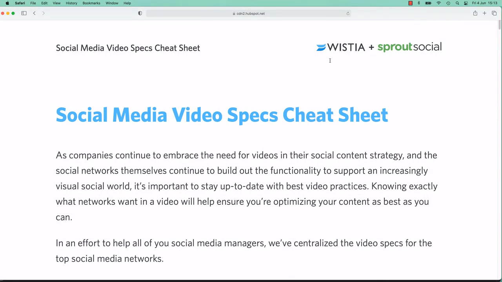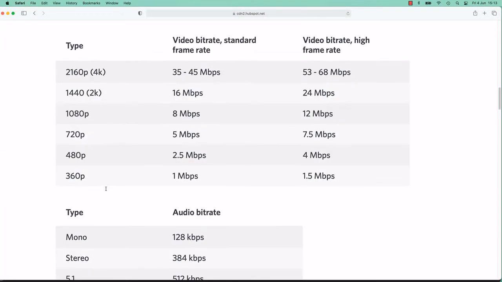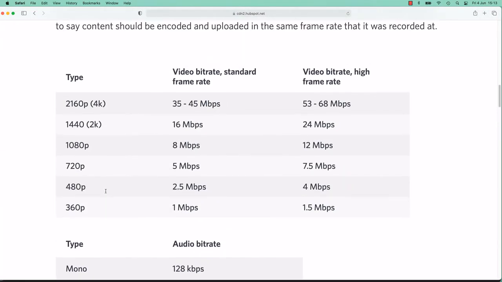What's this one? Wistia and Sprout Social. These guys are great. You can kind of find through, and this is for YouTube. You can see their 1080p. What they're saying is their standard frame rate should be about 8. Their high frame rate should be about 12. Can you see? Half again. Look at that. The rule applies.